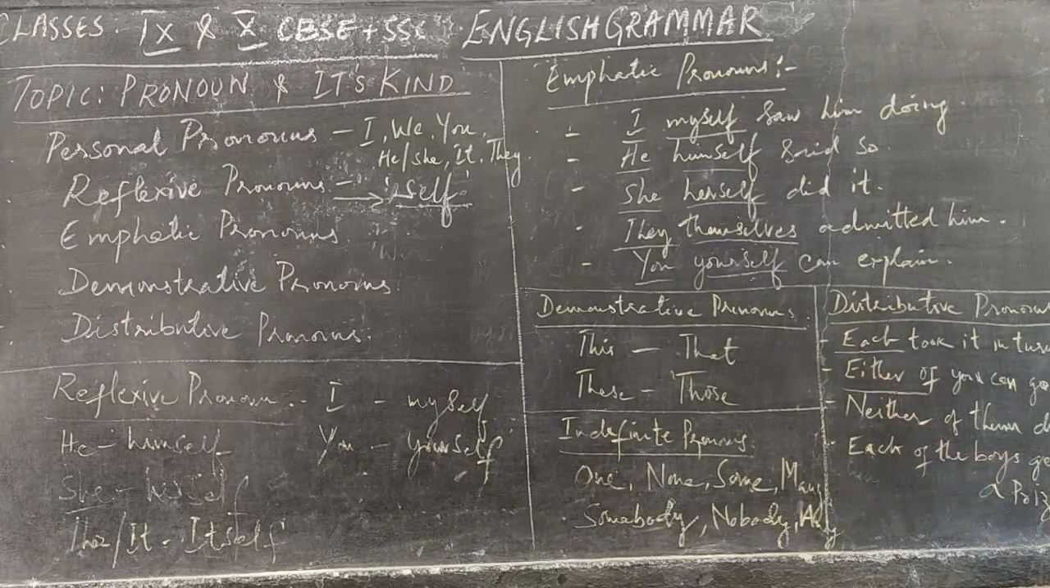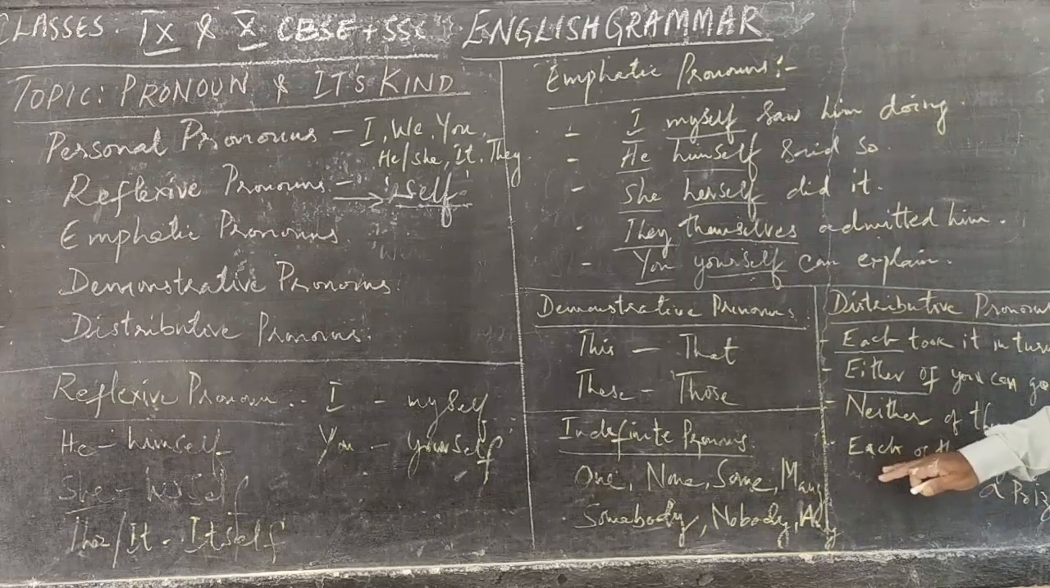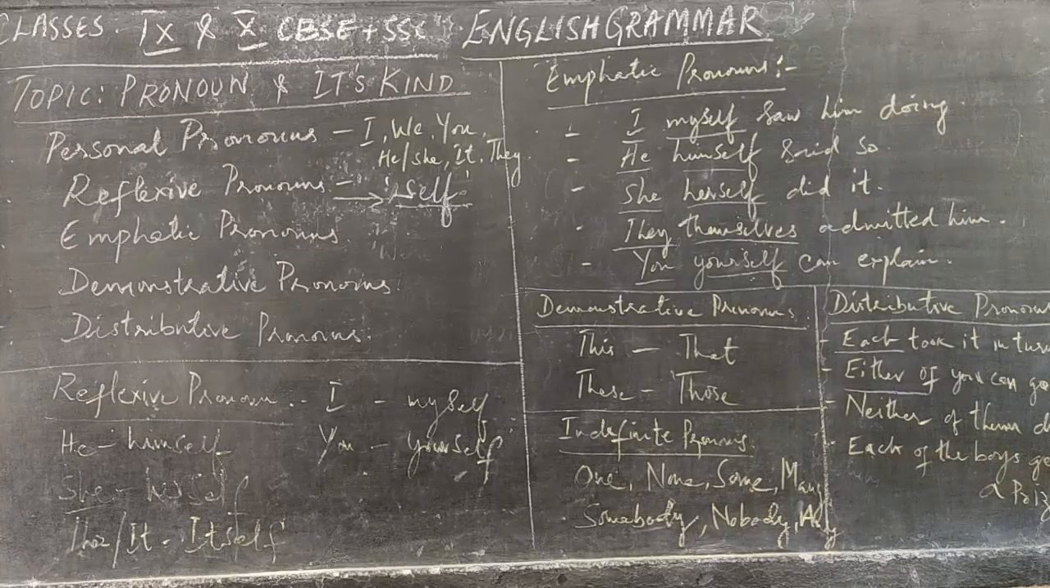Next, each of the boys. We can say each took it in turn. Each of the boys gets a prize. Because I'm taking each as singular, the verb should be the 's' form, gets. If the subject were plural, it would become get. But here it is gets because it is each.